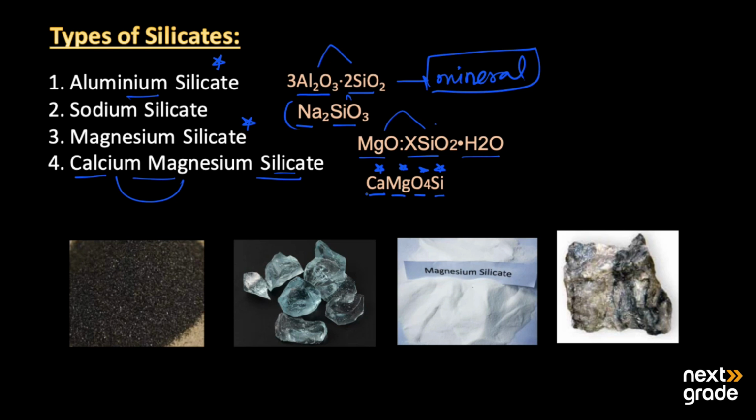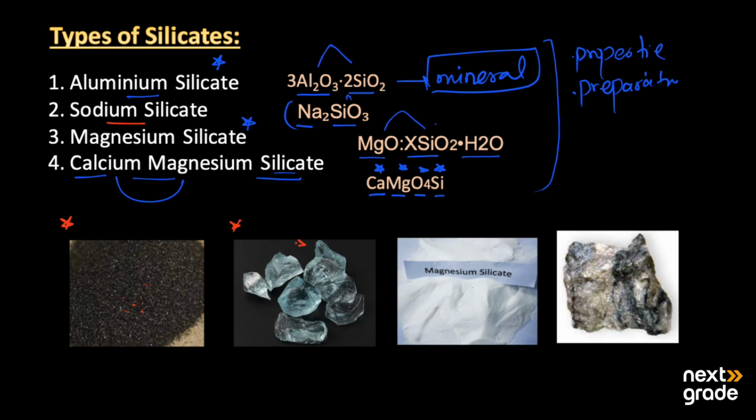If we have different types of silicates, it means all these silicates must have different properties, along with different methods of preparation, and they will also differ in chemical and physical appearance. In this picture, the first one is aluminium silicate, which has a powdered or dot-like structure in dark black color. The second picture is sodium silicate, which is a solid structure in transparent form.